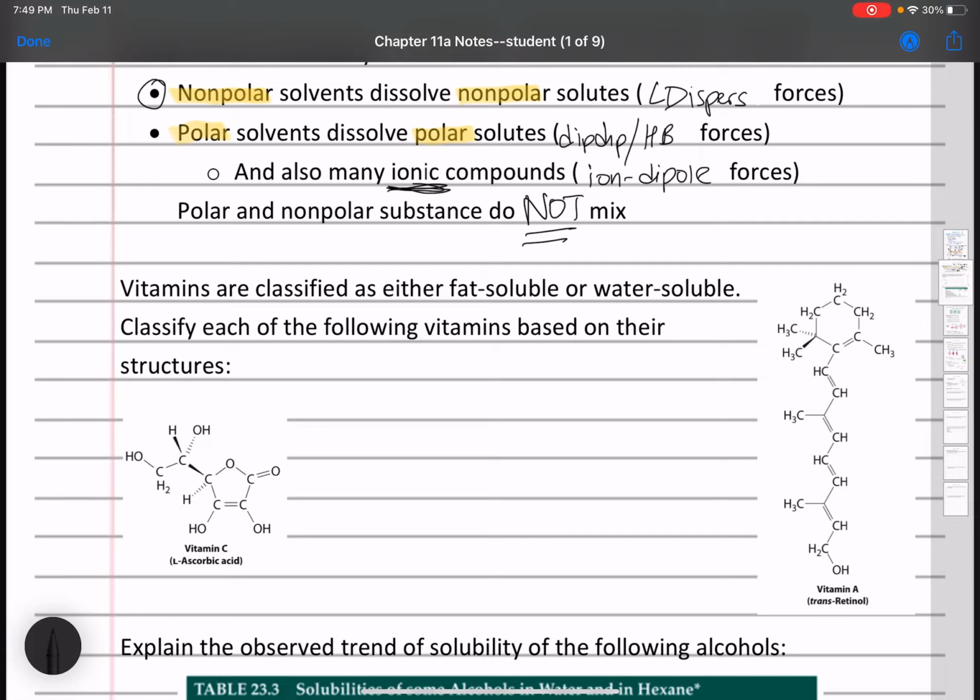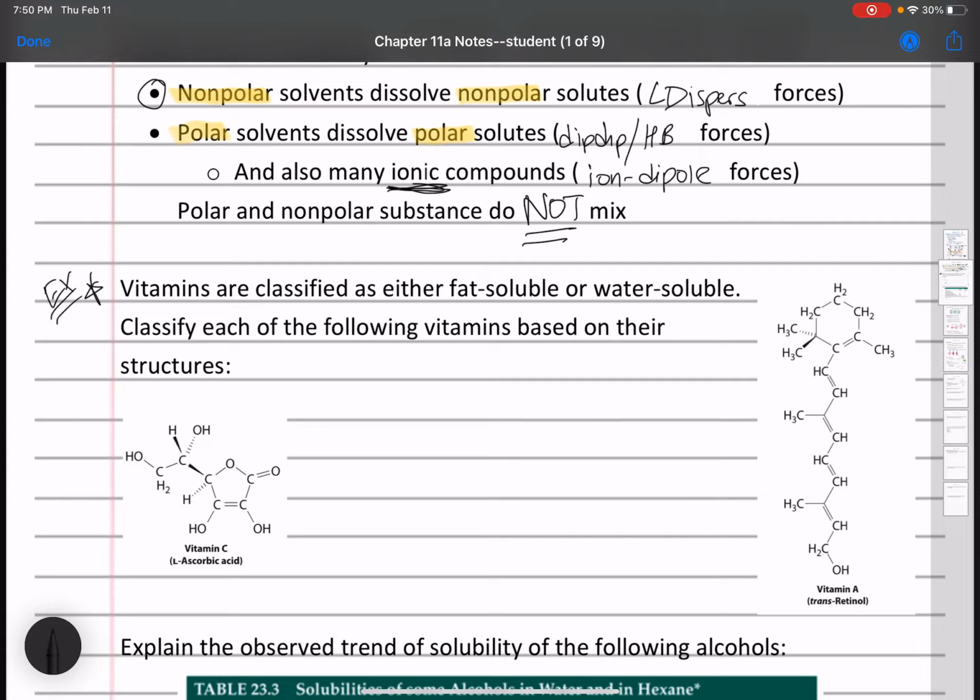So let's do a little sample problem here, sort of a context check. Vitamins, this is a true story. Vitamins are classified as either fat soluble or water soluble. Classify each of the following vitamins based on their structures. Now you may know whether they are fat soluble or water soluble from a nutrition course or something that you took, but we're going to figure it out from the chemistry.